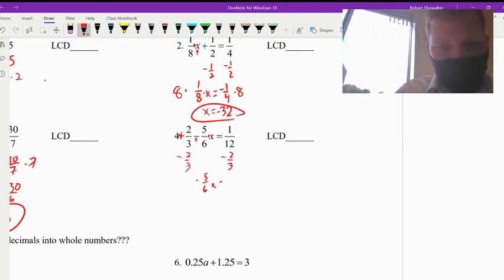So it's -5/6x equals 1/12 minus 2/3. So we want common denominator. The LCD on this one would be 12 between those two. So we're going to multiply this by 4 and 4. How do we do that?